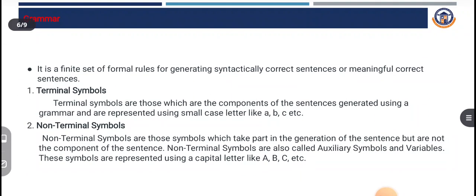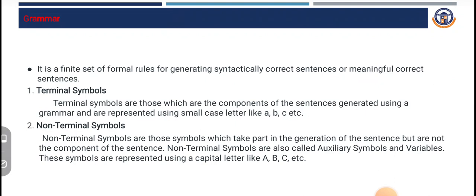The next one is the grammar. Generally a grammar is a set of rules. So based on those rules only we are going to generate a grammar. It is a finite set of formal rules for generating syntactically correct sentences that are correct in meaning.